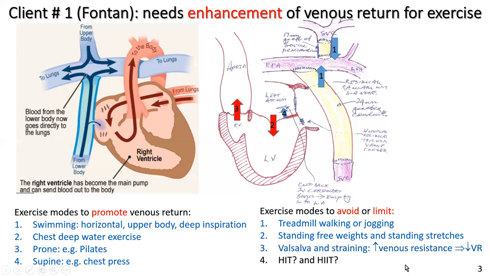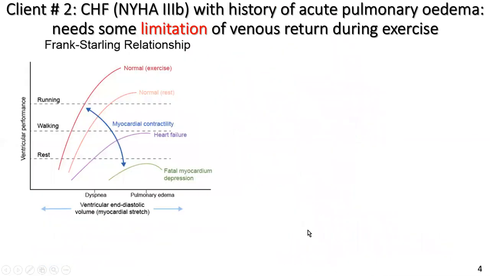And I've just put a question mark around high-intensity training and high-intensity interval training. I'm not saying don't do it, but think about what you're doing, how you're doing it, the effect of gravity and posture, avoid straining, avoid breath holding. So just think about what you're doing with HIIT if you're going to apply that for someone who has had a Fontan procedure. Now, I want to come to client two, which is a completely different scenario.